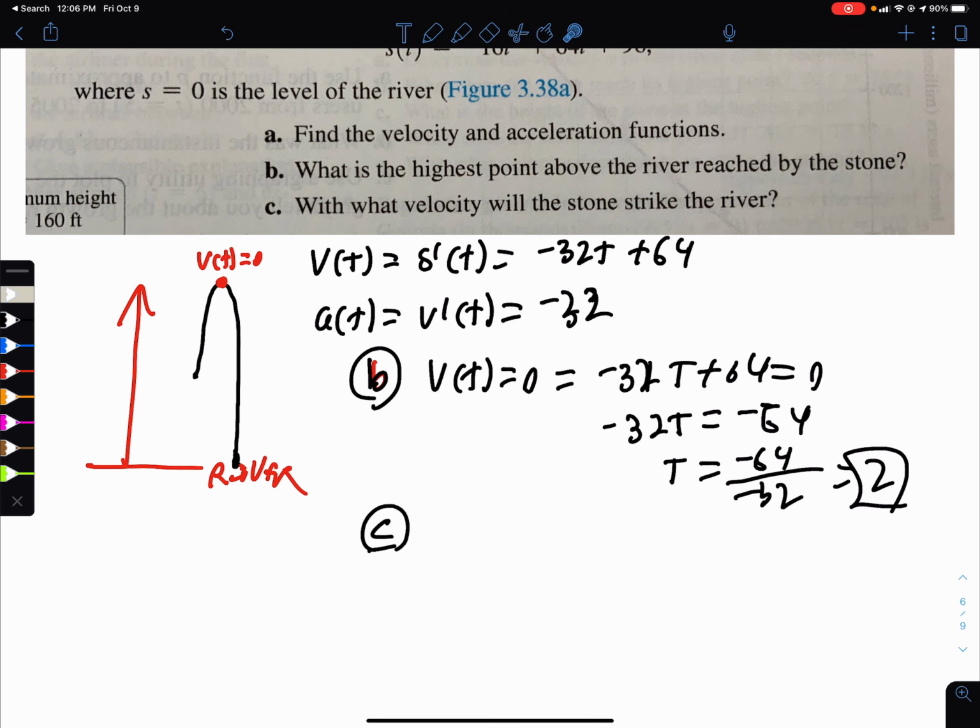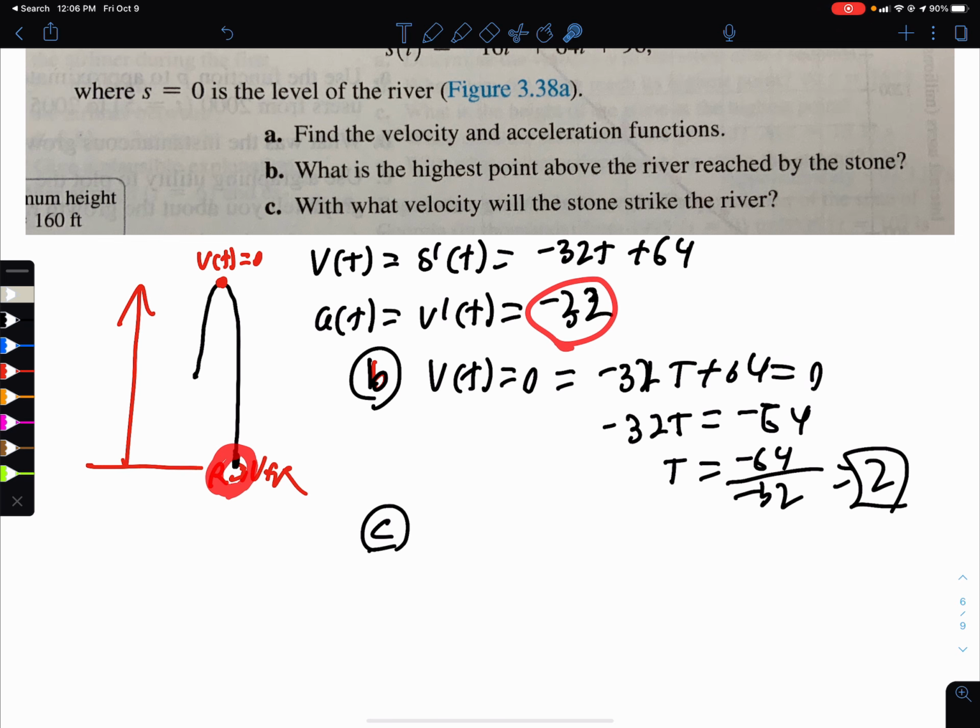So what do you know at the point when it hits the river? Do I know the time? No. Do I know the velocity? No. Do I know the acceleration? You actually do, but that's not going to help you. The acceleration is always negative 32. So the only thing you know is the position.